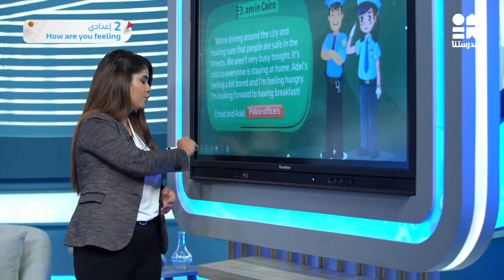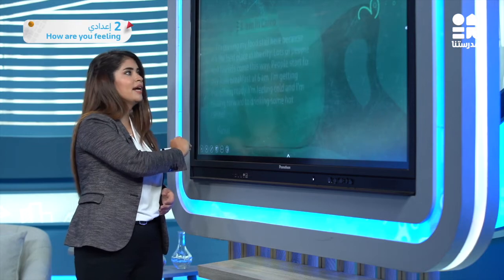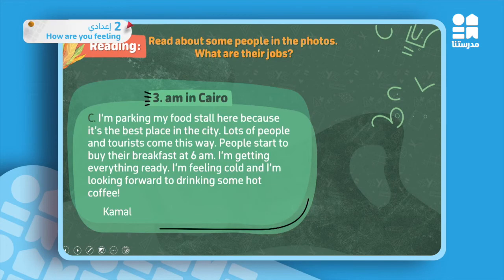Now, let's go for the third extract. And let's guess the next job. I am parking my food stall here. Food stall, guys, means like a stall in the street for selling and buying food. Okay, this is what I mean by stall.